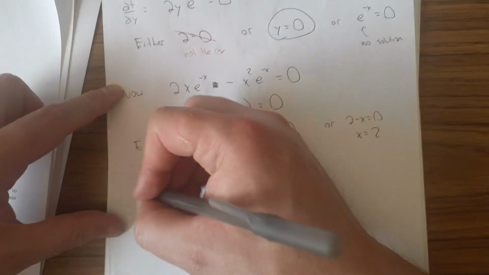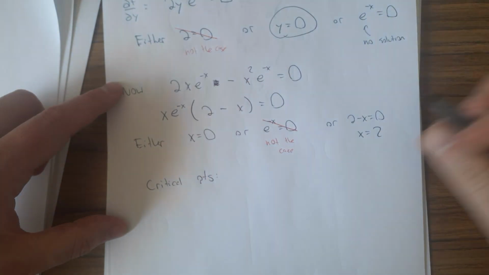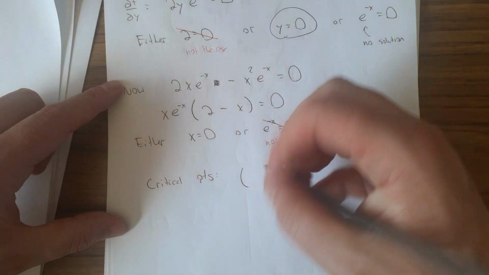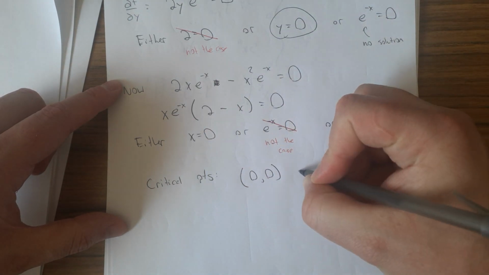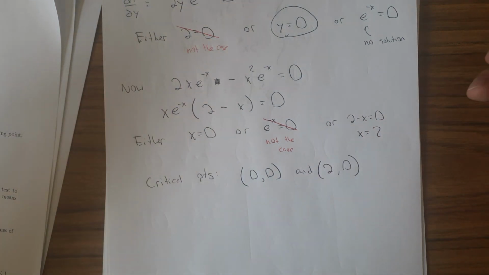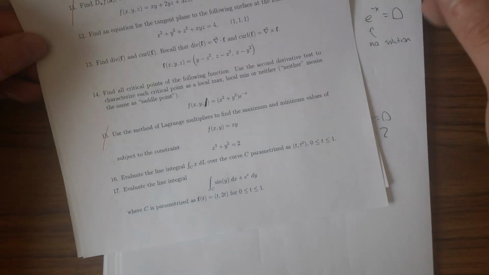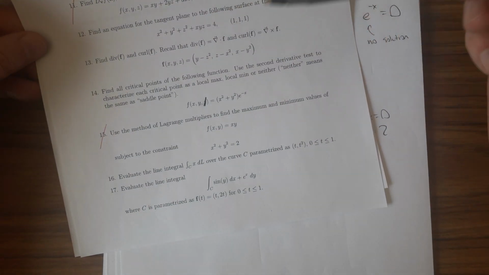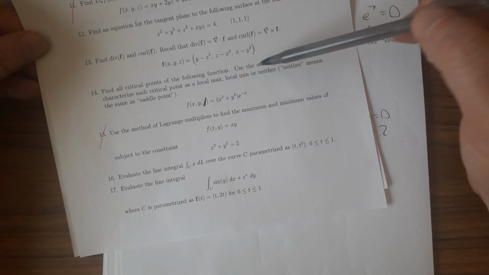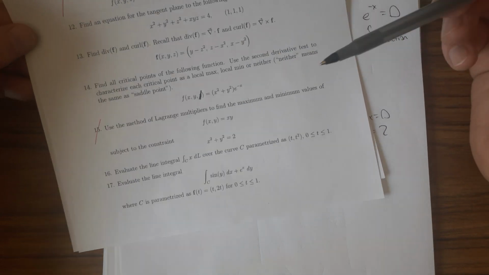So my critical points are, they're both going to involve y equals 0. One of them involves x equals 0. The other one involves x equals 2. So these are my critical points. We are also supposed to characterize each critical point as a local max, local min, or neither. And basically that means use the second derivative test.